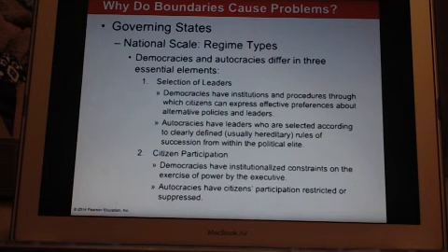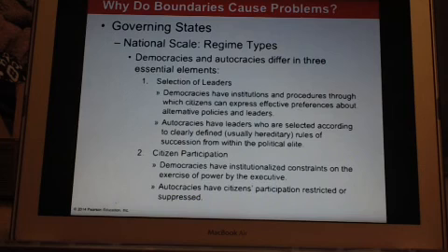Okay, so national scale and regime types. Let's see, hold on. It looks like on our notes that we have national scale regime types. Oh, okay. Democracies and autocracies differ in three essential elements. First of all, in the selection of leaders. So democracies have institutions and procedures through which citizens can express effective preferences about alternative policies and leaders. Autocracies, on the other hand, have leaders who are selected according to clearly defined and usually hereditary rules of succession from within the political elite. So that's a big difference.